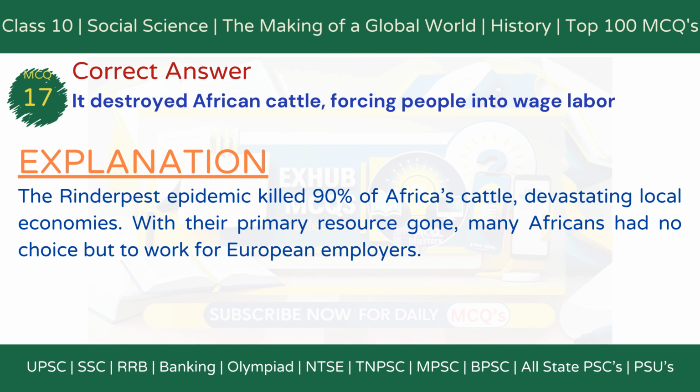The correct answer is option C. It destroyed African cattle, forcing people into wage labor. Explanation: the Rinderpest epidemic killed 90% of Africa's cattle, devastating local economies. With their primary resource gone, many Africans had no choice but to work for European employers.